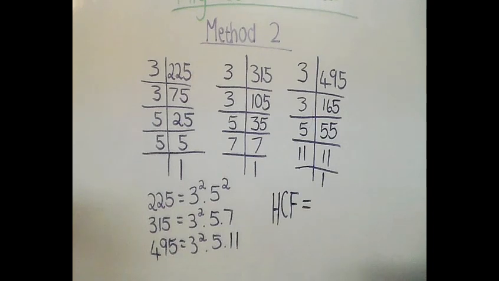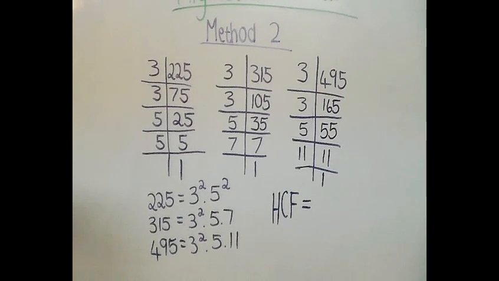Okay, so just like I explained in the last example, we are going to observe closely all 3 of the lists of numbers. And first of all, we are going to find which prime numbers are common in all 3 of the rows. So let's start with the first one, 3.